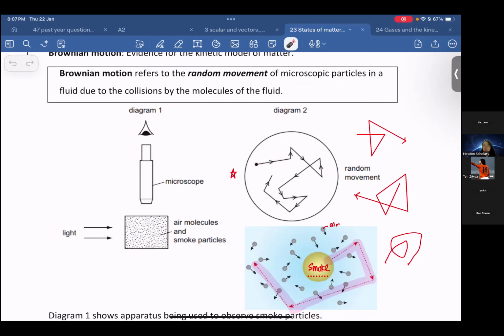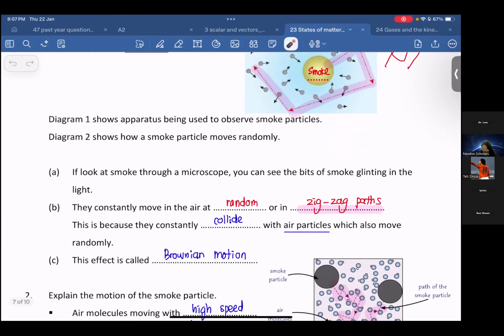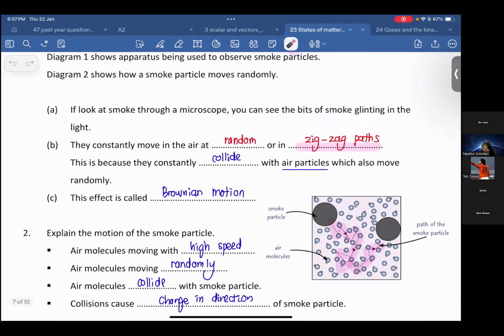Under the microscope, we see the bright dots. Actually, those are smoke particles. Again, we cannot see the air molecules, because they are too small, too light, and too fast. This effect is called Brownian motion. This sentence is very important: the effect of Brownian motion shows the particles moving randomly in a zigzag path.